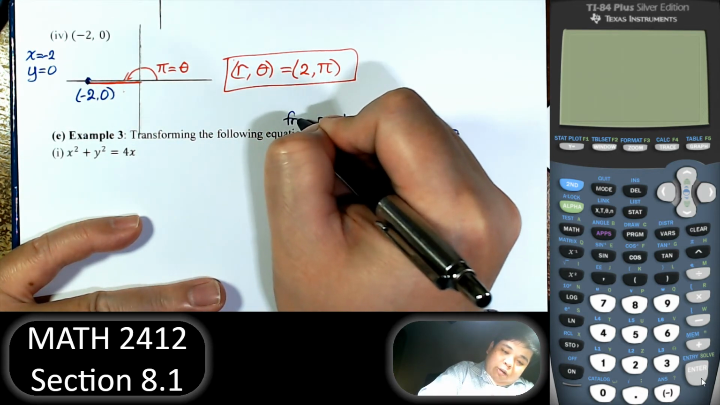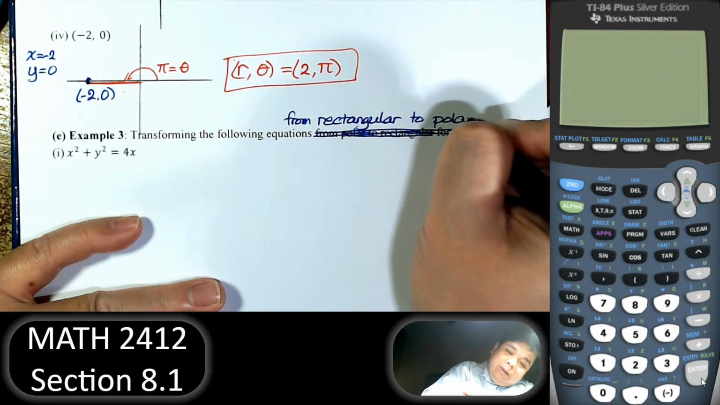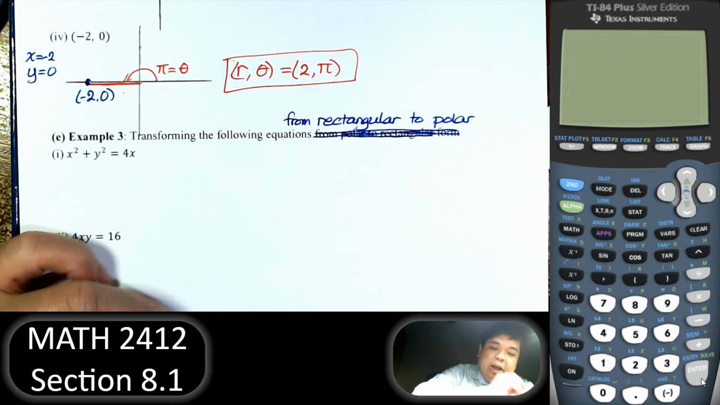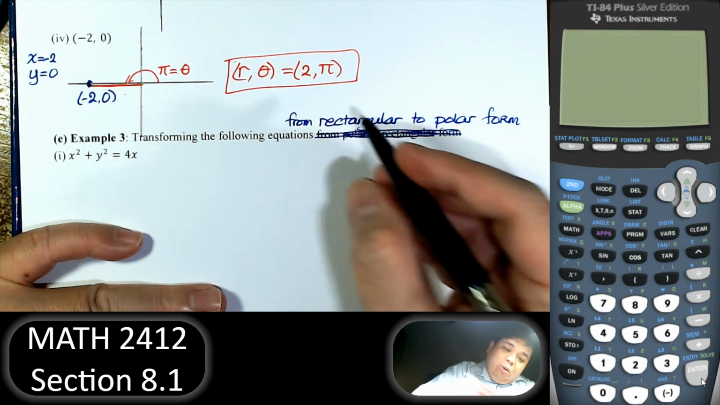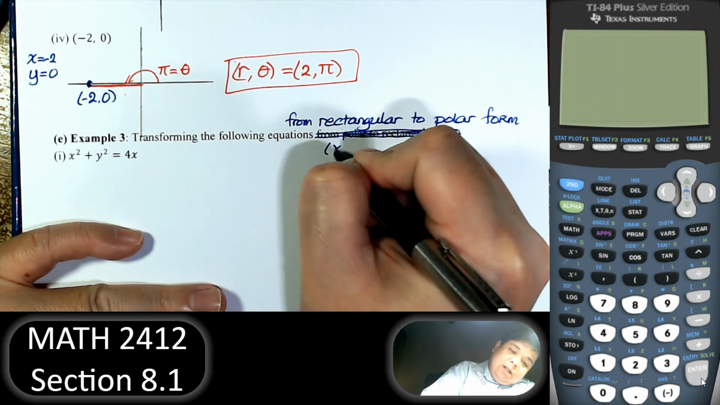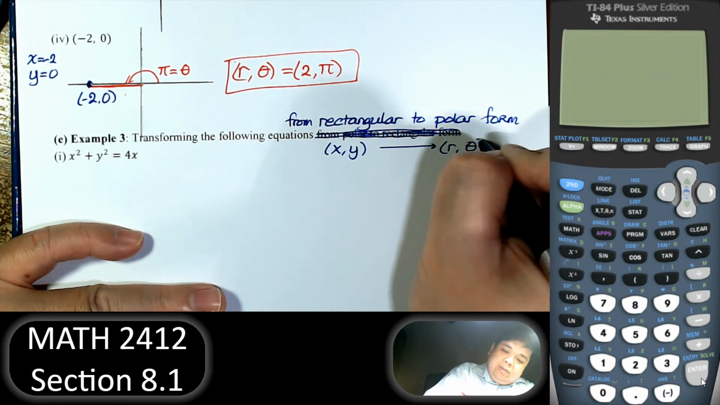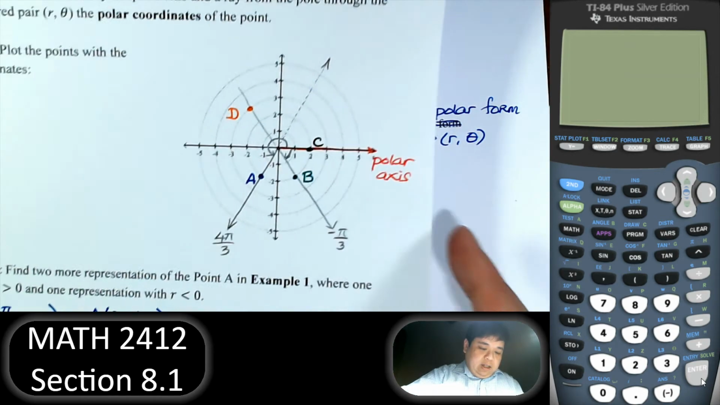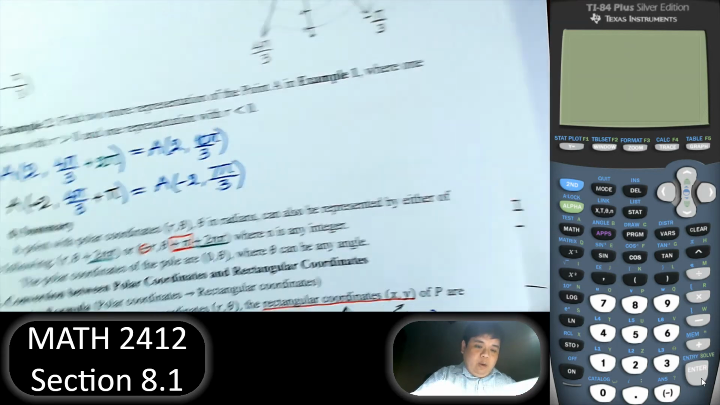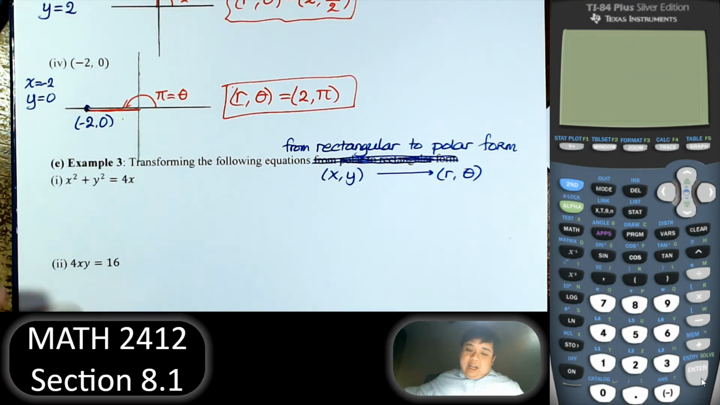So it should be from rectangular to polar. Right. So originally we have x, y for rectangular, and we're going to change to r, theta. And the formulas that we use are going to be these. So let me write what we can use.